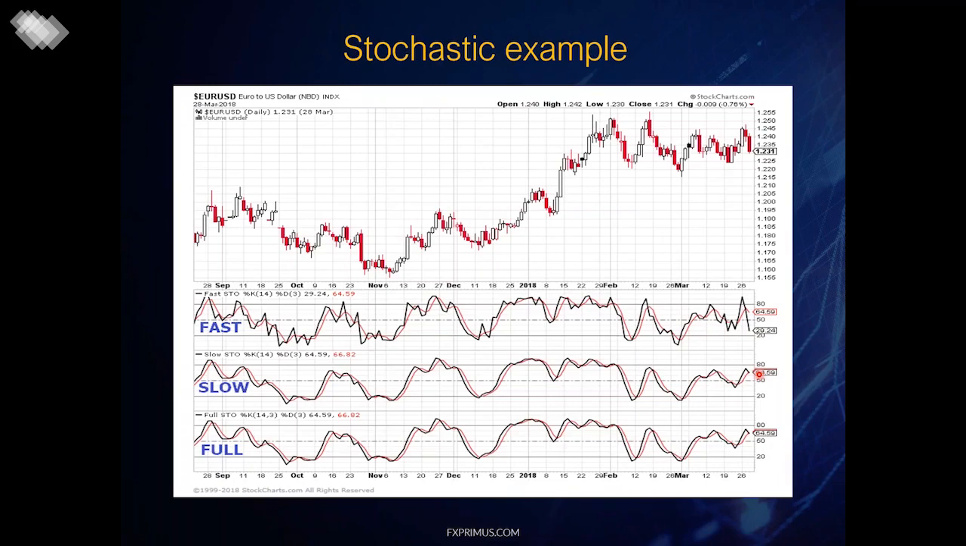Now, this is an example of a chart of how the fast, slow, and the full stochastics actually appear on the chart. Now, if you will notice, the fast has a lot of noise, okay, because it generates more signals because it moves faster, of course. So it's not really reliable. Now, the slow and the full look pretty much the same. I would actually use either the slow or the full version of the stochastic rather than the fast.